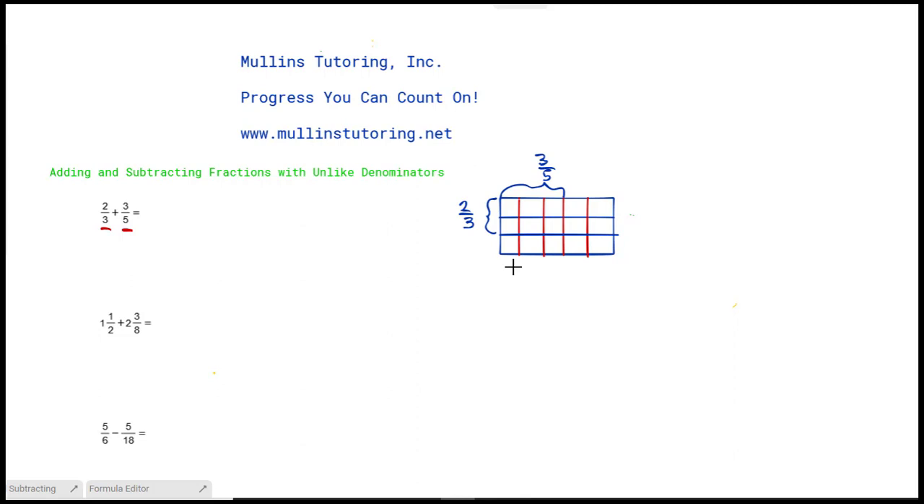On the right, I drew a rectangle. On the left side, I broke it into 3 equal parts, which is the denominator. And so we have 2/3. And then on the top, I broke it into fifths. So when we look at this, we can see that we have 15 equal squares. So 15 will be the common denominator for 2/3 and 3/5.